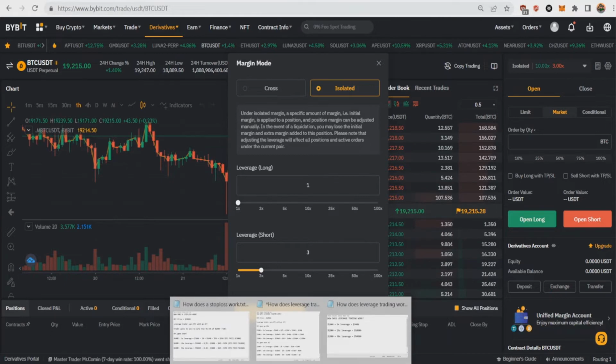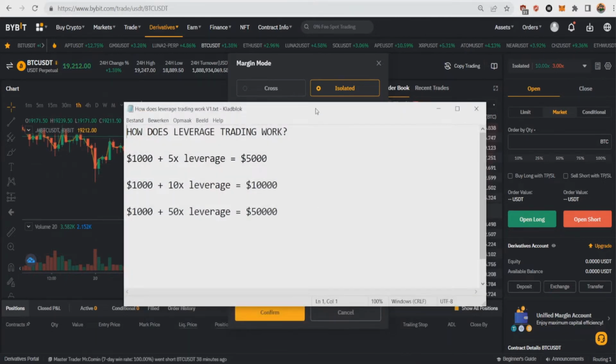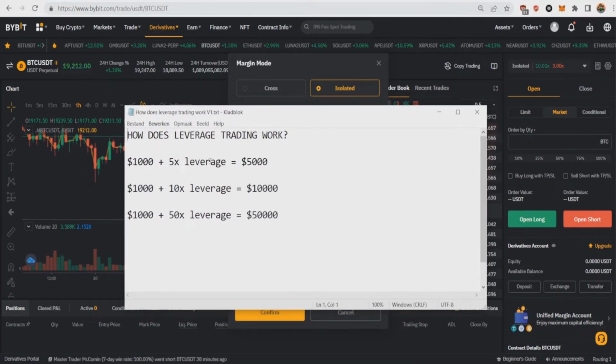So the first thing you need to know is when you leverage trade, you're actually trading with more money. So let's say you start with $1,000, you're gonna do a trade of $1,000, you pick 5x, so then you're trading with $5,000. If you're doing a 10x, it's $10,000 and a 50x is $50,000. And now you might be like, Doc, why don't I just pick 100x? Because the rewards will be bigger, but there's also some risk, and I'm gonna explain it to you right now.